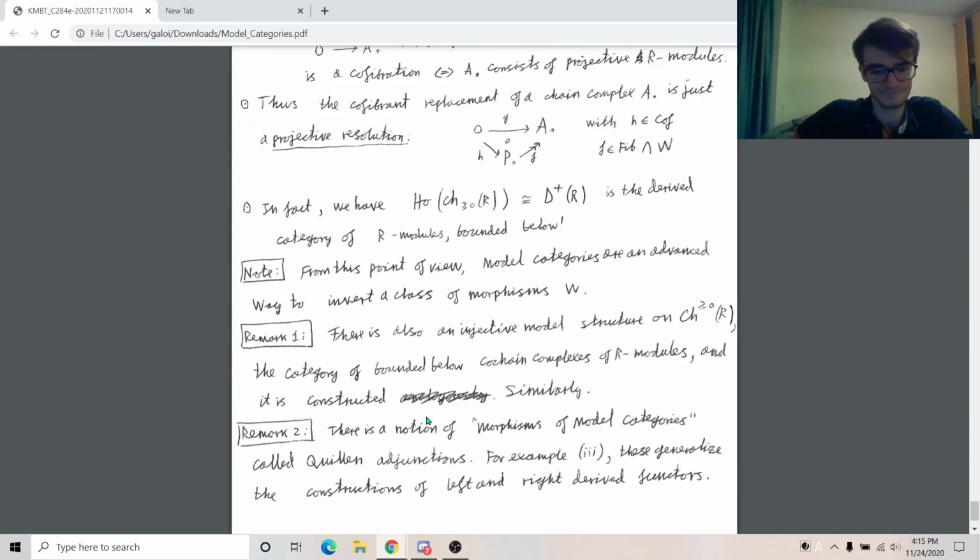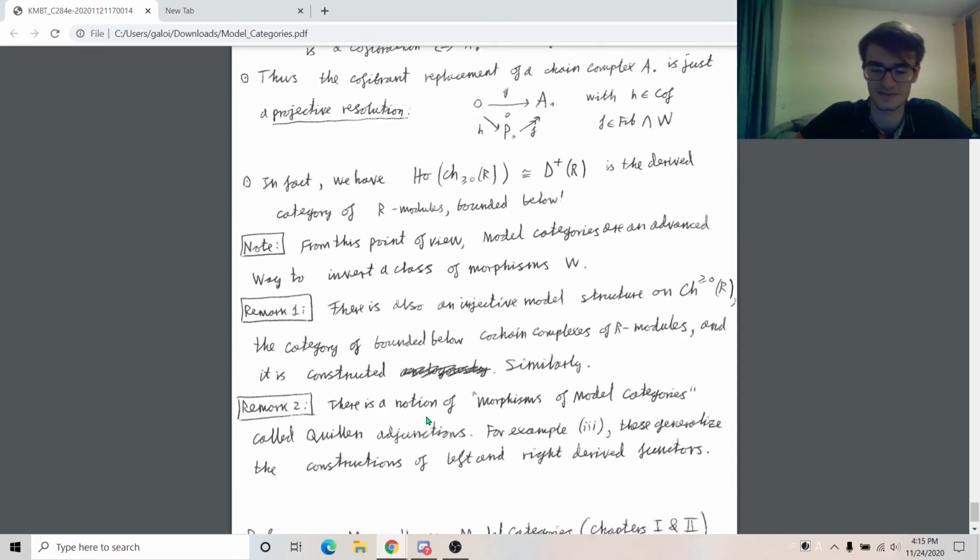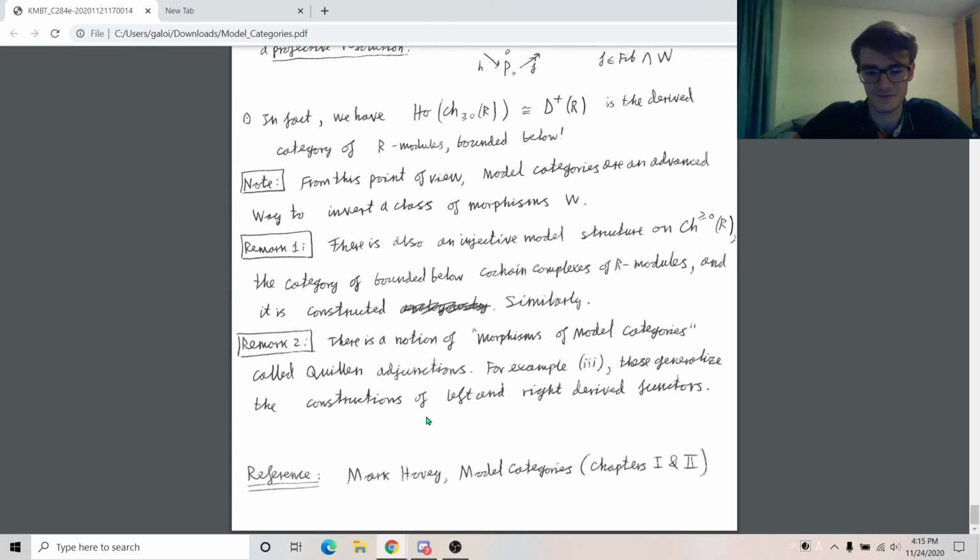And for example, it's even nicer because the notion of Quillen adjunction generalizes the notion of left and right derived functors. So the left and right derived functors are going to be Quillen adjunctions. And I haven't studied this in much detail, but it's very nice, and it provides a stronger viewpoint on derived categories. And the reference for all of this is Mark Hovey again, Model Categories, and chapters 1 and 2, basically. Chapter 2 is all of the examples in detail. Chapter 1 is general theory.